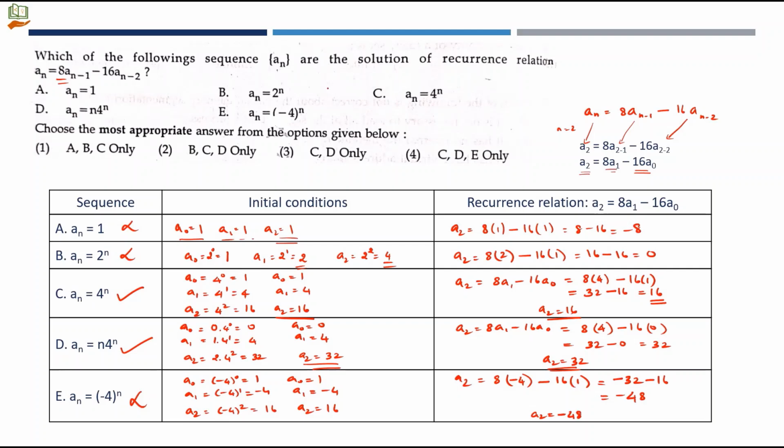So which of the following sequences are the solution? C and D are alone the solution for recurrence relation. Option number 3, C, D only will be the right answer.